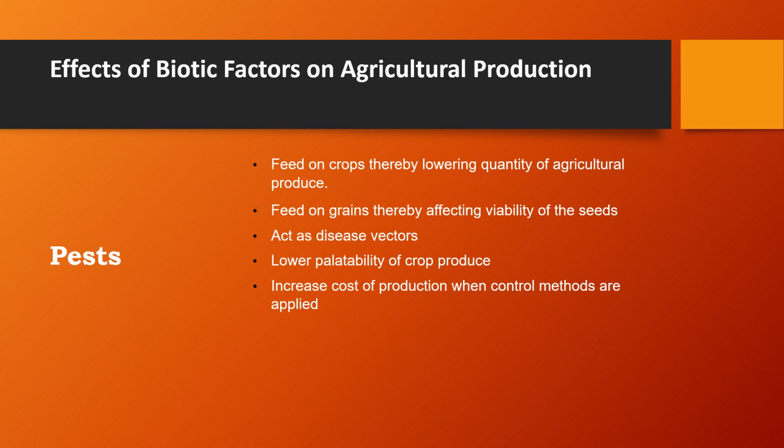They also transmit diseases. They act as vectors. They cause disease in agricultural production. They lower the palatability of produce, and they also increase the cost of production when control methods are applied. You will need to use a lot of money when you want to control those pests.